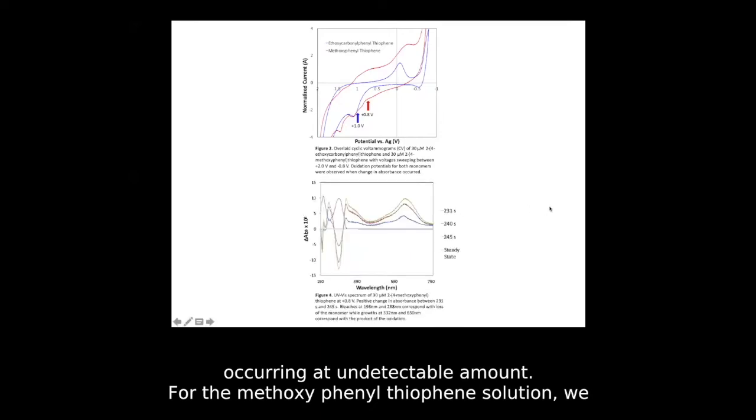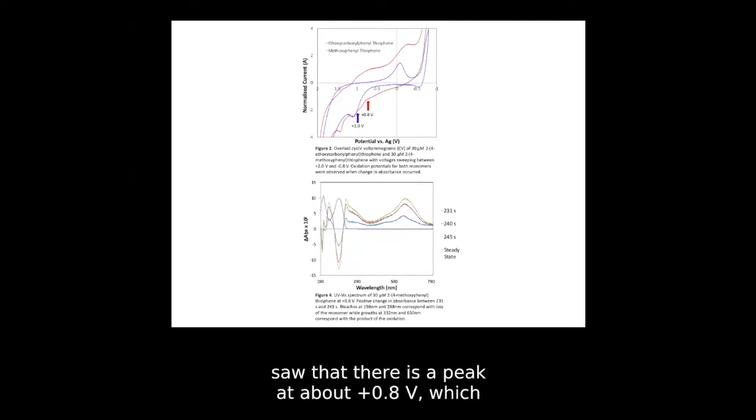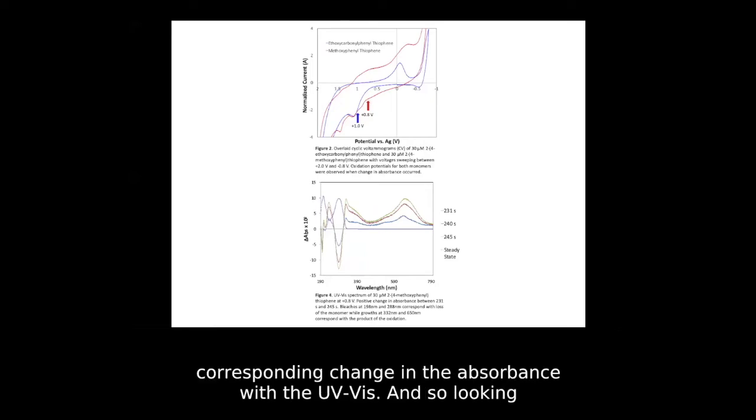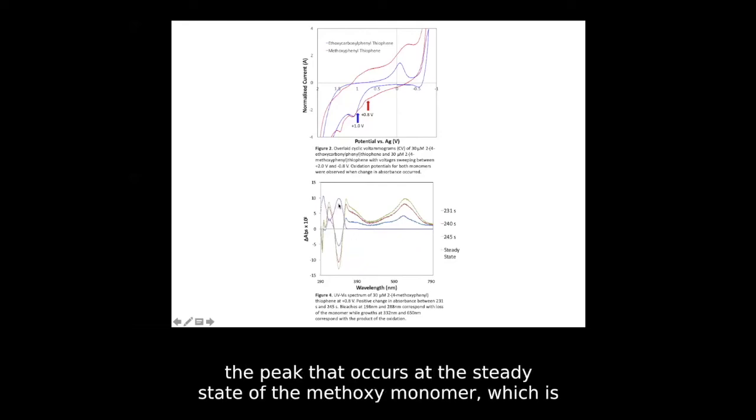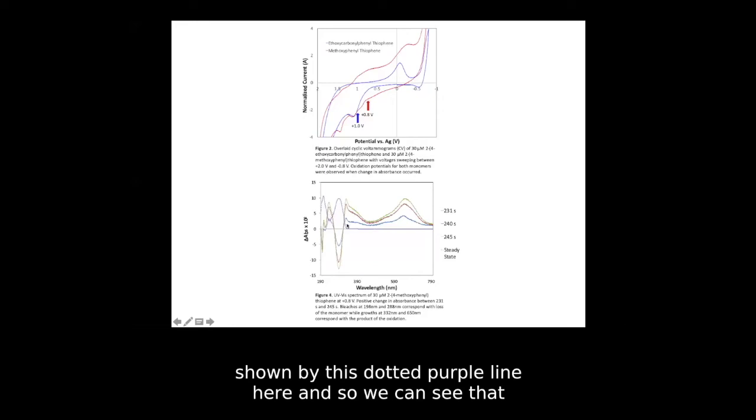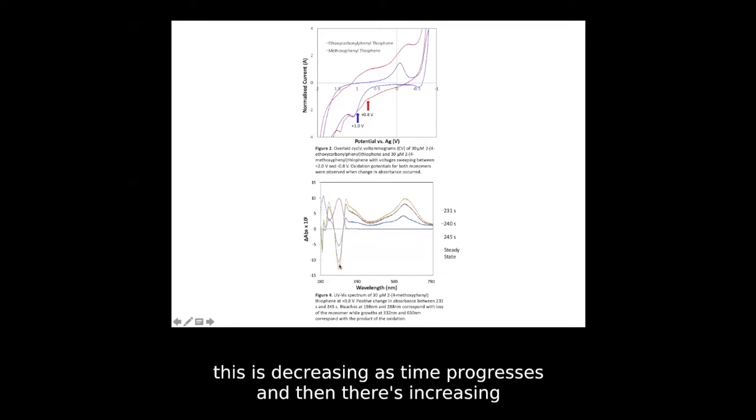For the methoxyphenyl thiophene solution, we saw that there was a peak at about positive 0.8 volt, which is shown in red here, where we could see that there is a corresponding change in the absorbance with the UV-vis. And so looking at the UV-vis spectrum, we can see that there's a decreasing peak that occurs at the steady state of the methoxy monomer, which is shown by this dotted purple line here.